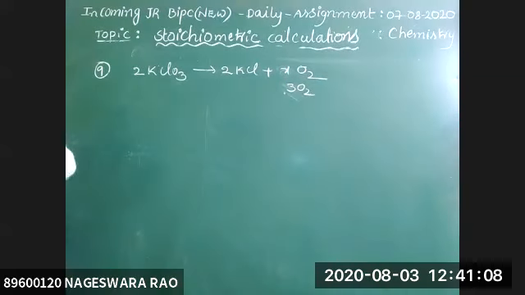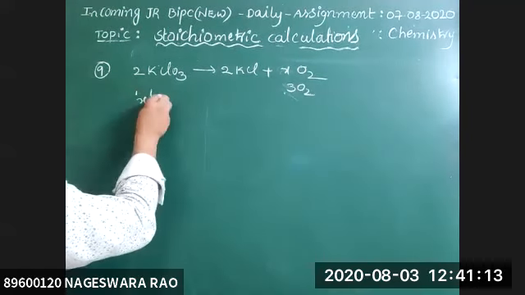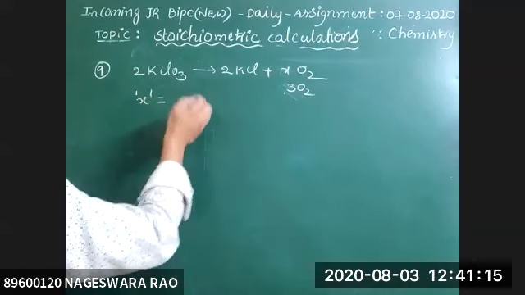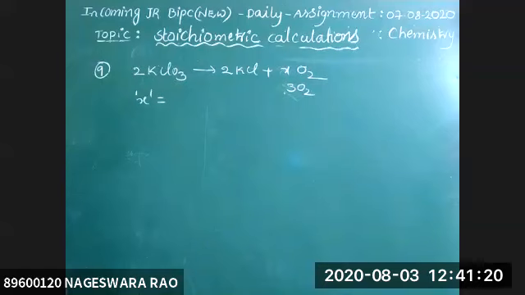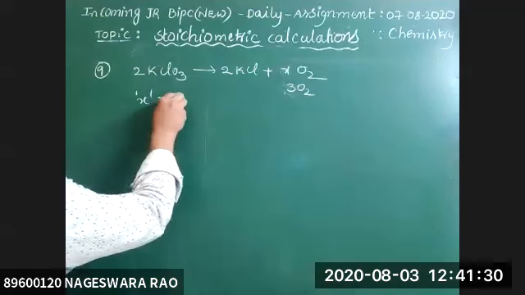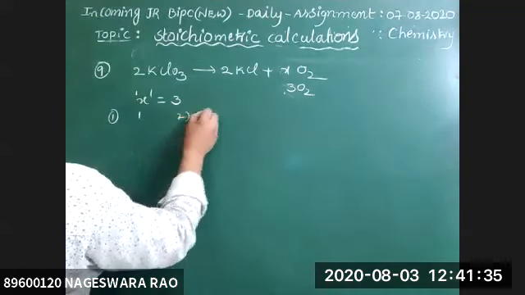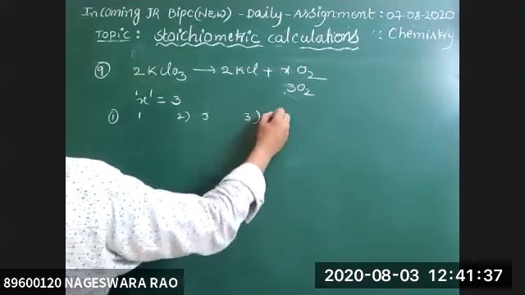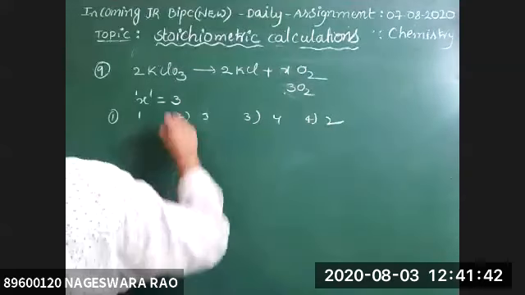How many moles of oxygen is formed in this reaction, students? The very, very important point is that KClO3 easily decomposes to give KCl plus O2. Which gas is released here? Oxygen gas is released. That is very, very important. X is 3. Options are 1, 2, 3, 3, 4, 4, 2. So what is the answer? Second option.